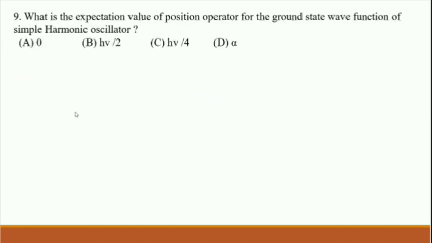Ninth question: what is the expectation value of the position operator for the ground state wave function of a simple harmonic oscillator? 0, h nu by 2, h nu by 4, infinity. For a simple harmonic oscillator, the expectation value of x is equal to 0. X means distance or position, and the expectation of linear momentum p is also equal to 0. So here the question is about the position operator x, so the answer will be A.